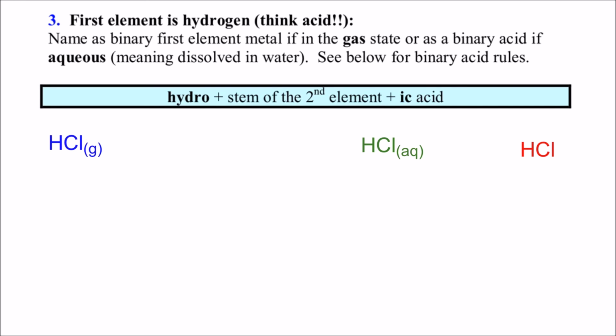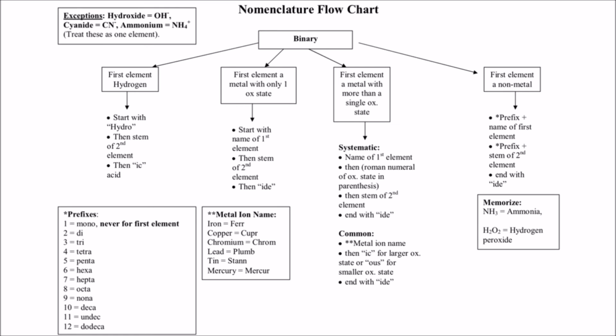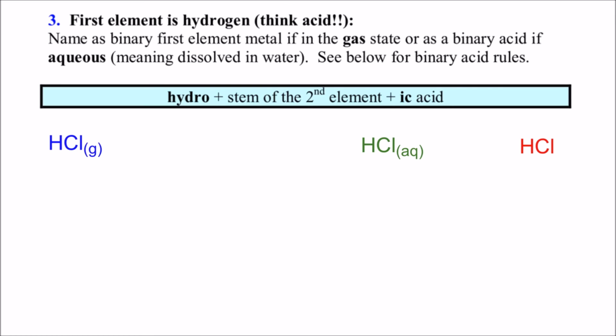Okay, so we have some examples here. This little g indicates that it is a gaseous acid. Here we have AQ for an aqueous acid, and here we have no information at all. In this class, if they don't tell you what kind of acid you're dealing with, then you are to assume that it's aqueous, and you'll use this rule to name it. Let's try and name the first one here using our first element metal rule. So we're right here in the flow chart. You say the name of the first element, stem of the second element, and then IDE. Alright, so the name of the first element is hydrogen. The stem of the second element is chlor, and then we finish with IDE.